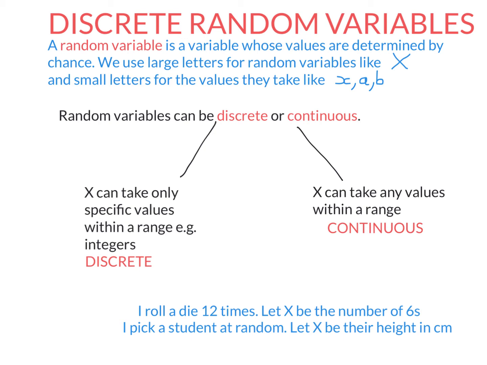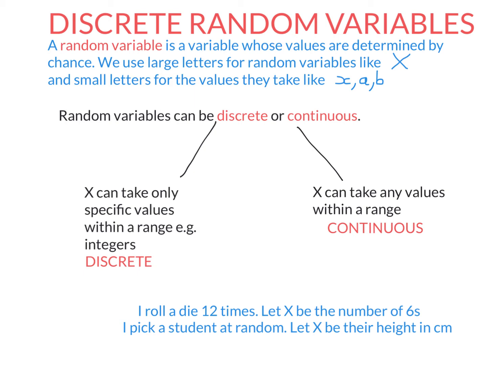So firstly, a random variable is just a variable whose values are determined by chance. So we use large letters for random variable like this capital X. So variable means that its value can change. Random variable means what the value changes to is determined by chance. So capital letters indicate a random variable and small letters like these indicate the value it actually takes.